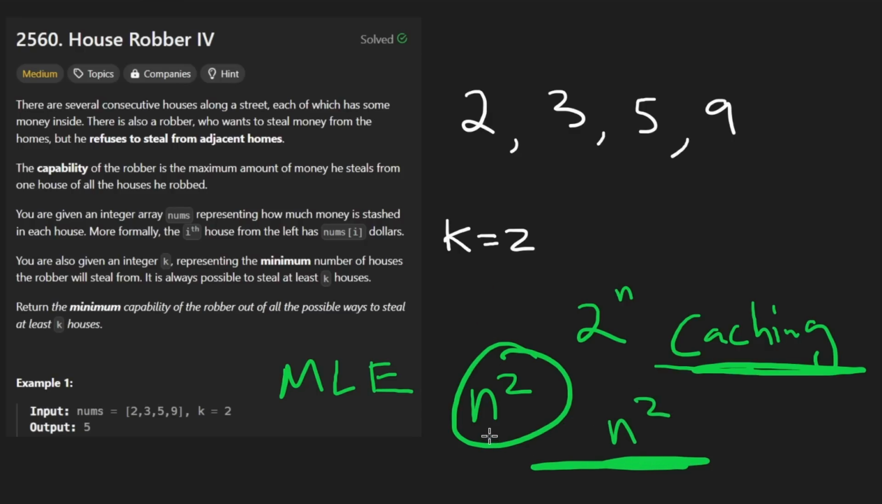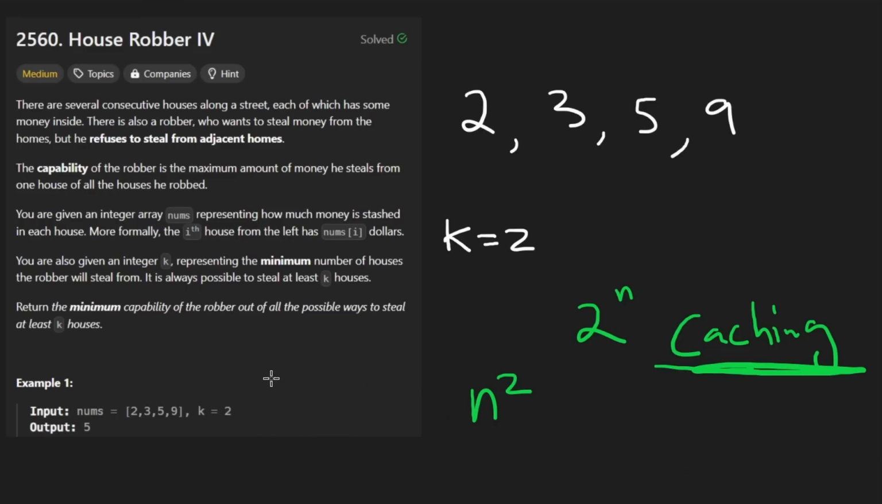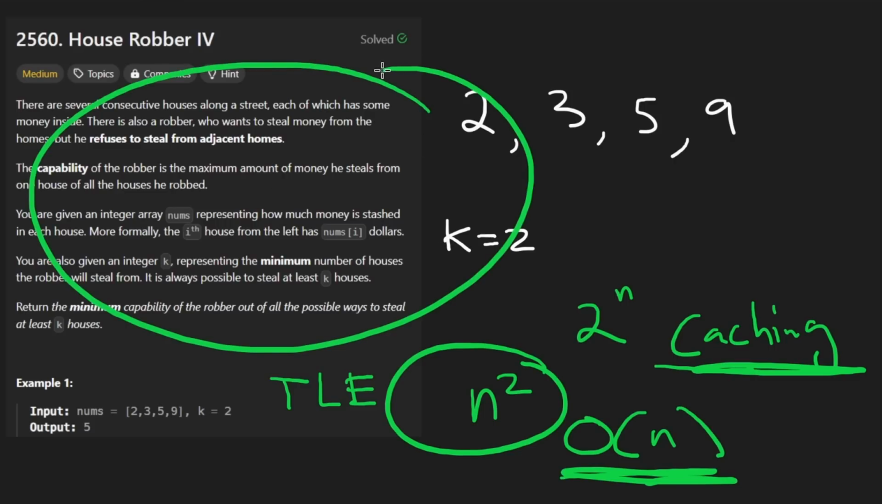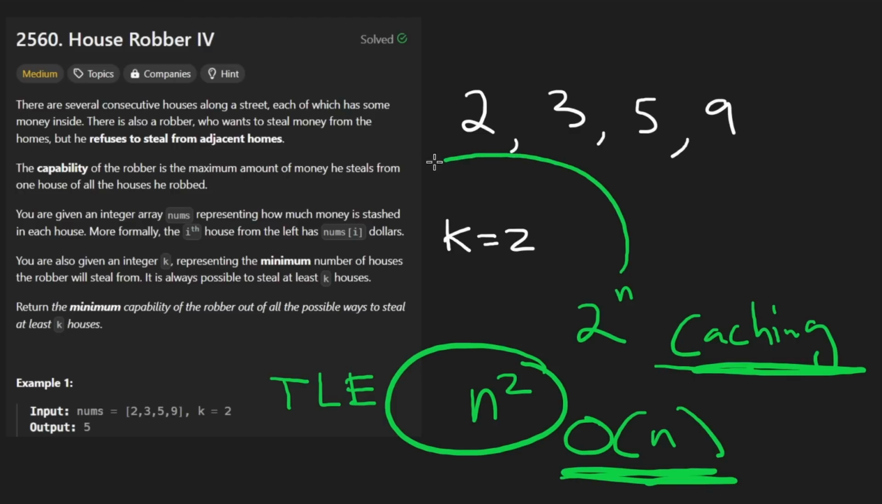We can get that down by doing a bottom-up solution, but the bottom-up solution will give us time limit exceeded because even though the memory is going to be linear, the time is going to be inefficient. So we're actually going to need a better solution than the one that involves dynamic programming. The good thing is that that solution is actually easier. I'll show you that one in just a couple minutes.